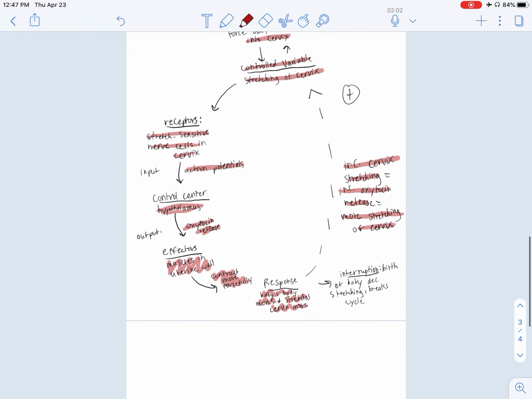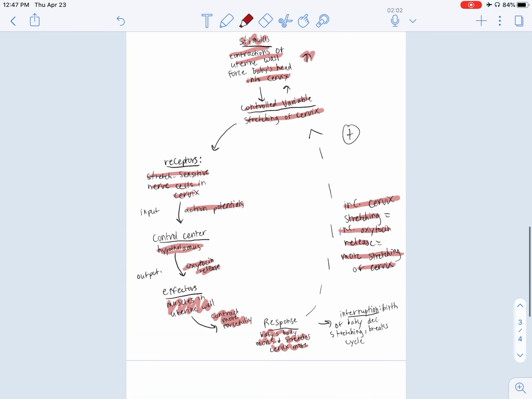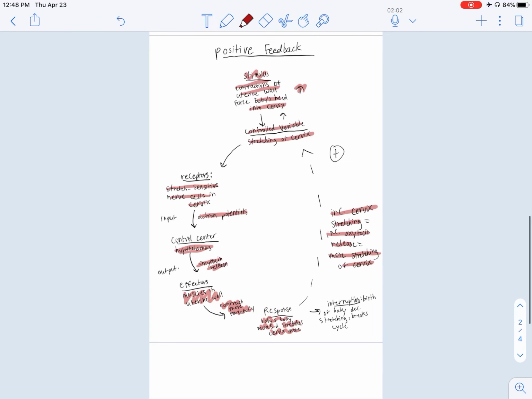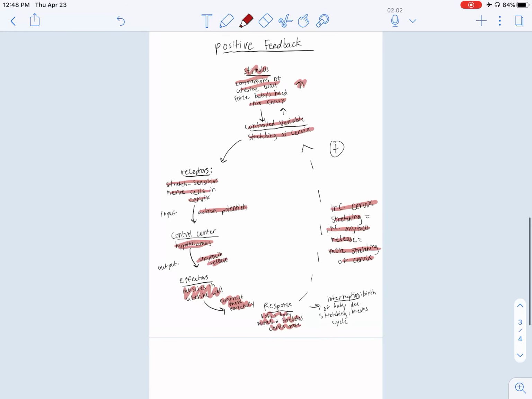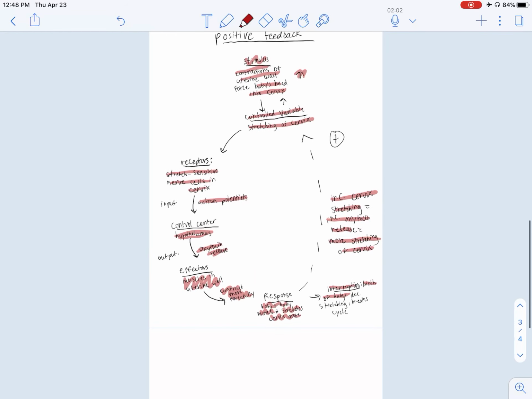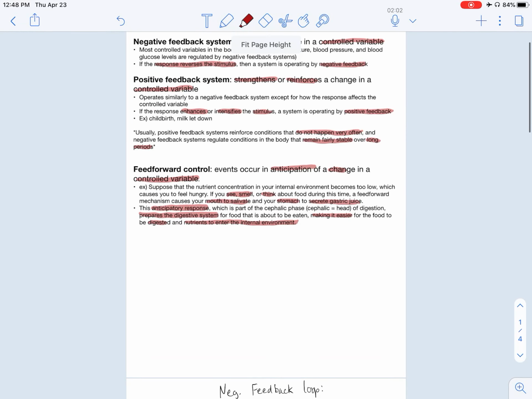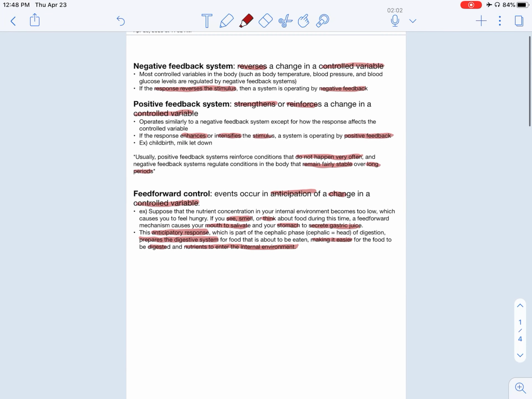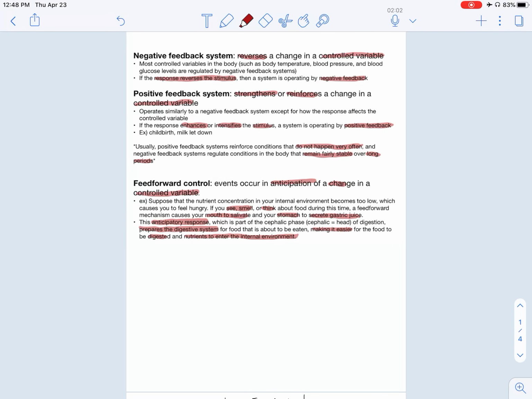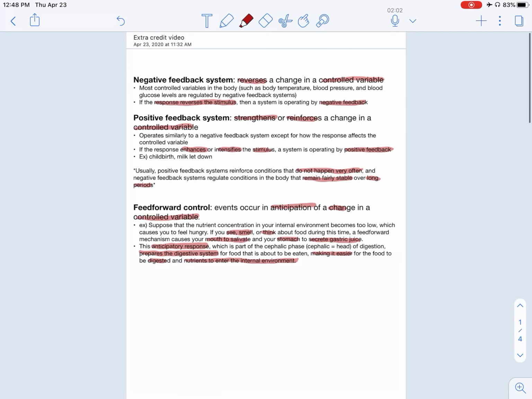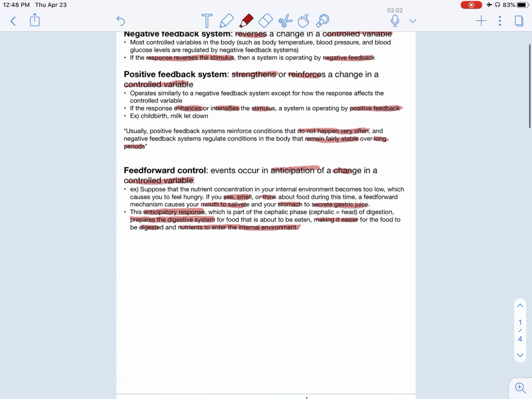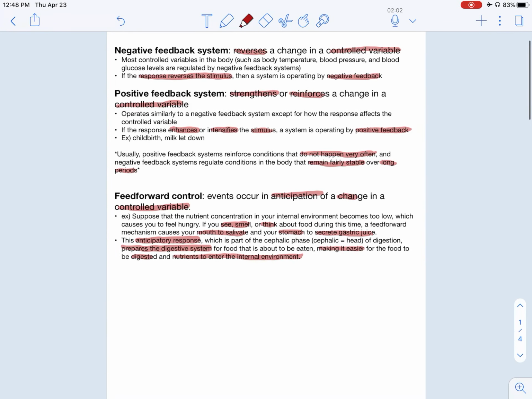An important thing to note is that positive feedback loops can have an interruption in the cycle, which stops the cycle. In this case, talking about childbirth, the interruption would be the birth of the baby. That decreases stretching of the cervix and breaks the cycle. So those are some examples of negative feedback and positive feedback loops. It really helps me to write them out and talk about it as I do it, so I would suggest doing that if you struggle with these loops.